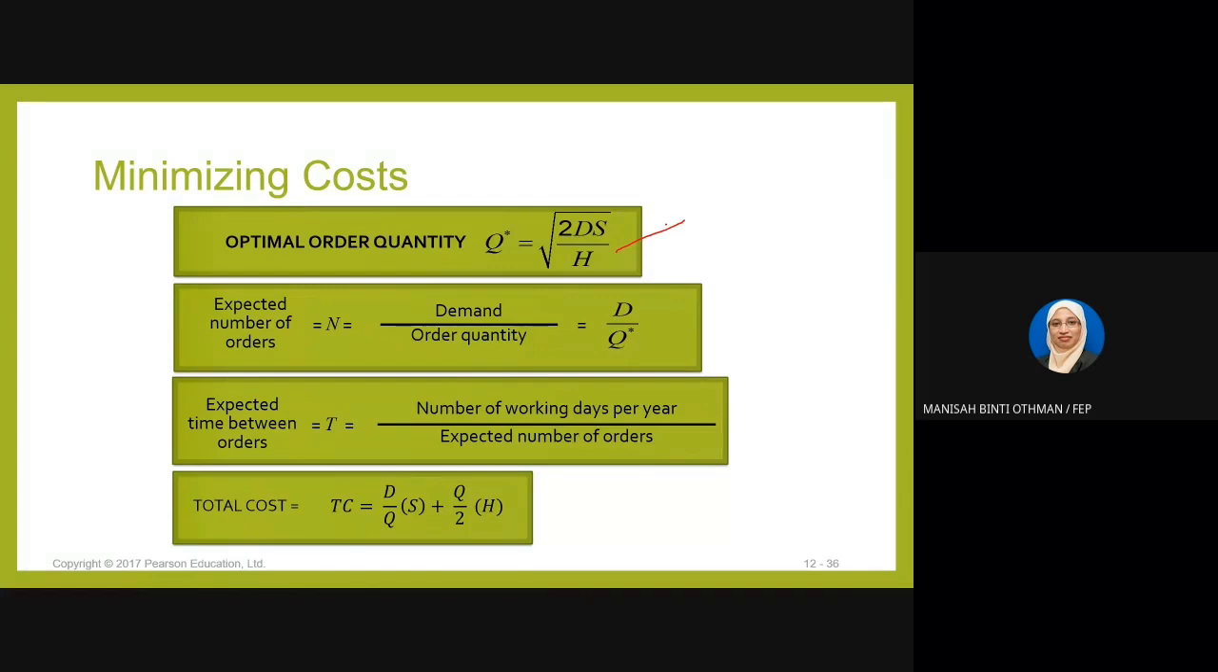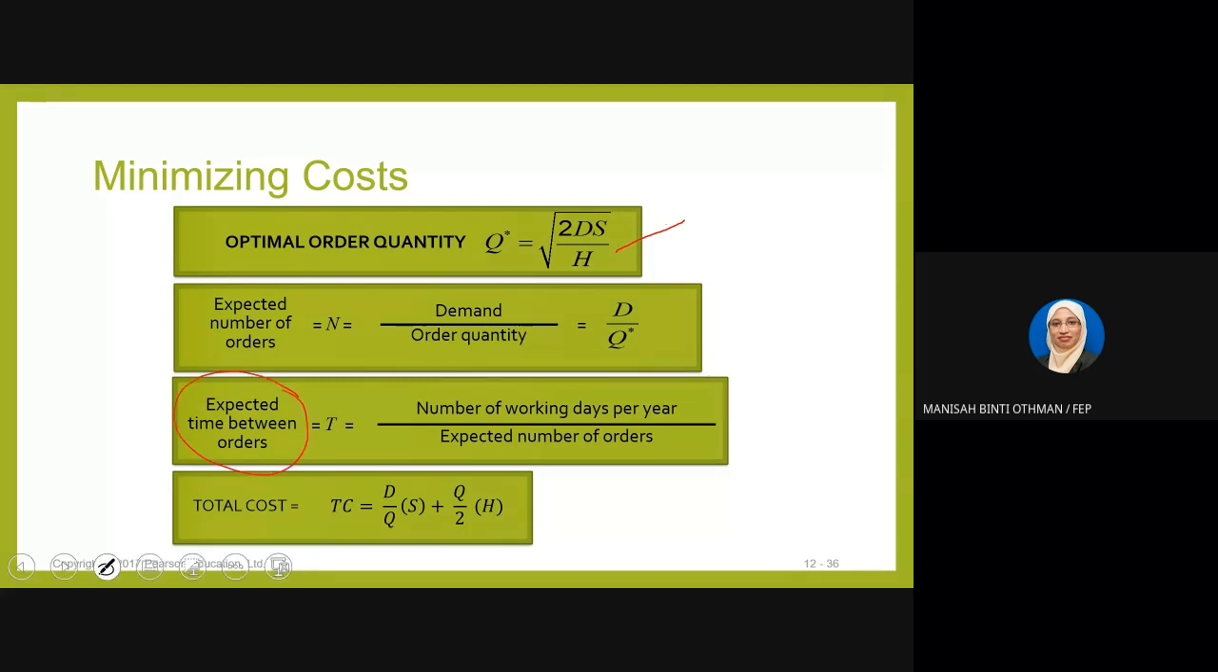Okay, so it should be constant. Remember, it should be constant. You cannot change that. After you get the Q value, the Q amount, you should order based on that amount only. Then maybe you want to identify the number of orders annually. Annual demand divided by the quantity that you will order. And then sometimes you want to calculate the expected time between the orders.